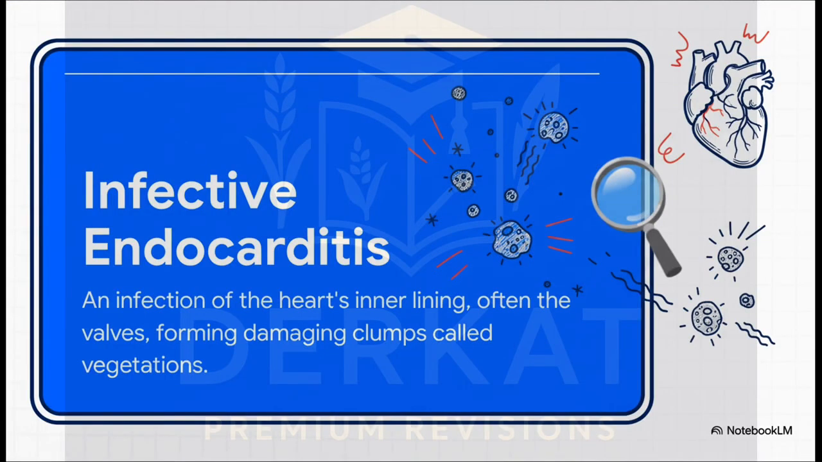Okay, so what are we really talking about here? It's an infection of the endocardium. That's the delicate inner lining of the heart. And it usually zeroes in on the heart valves. This is where bacteria or fungi set up camp and build these really dangerous clumps called vegetations. Remember that word, vegetations. It's absolutely key.